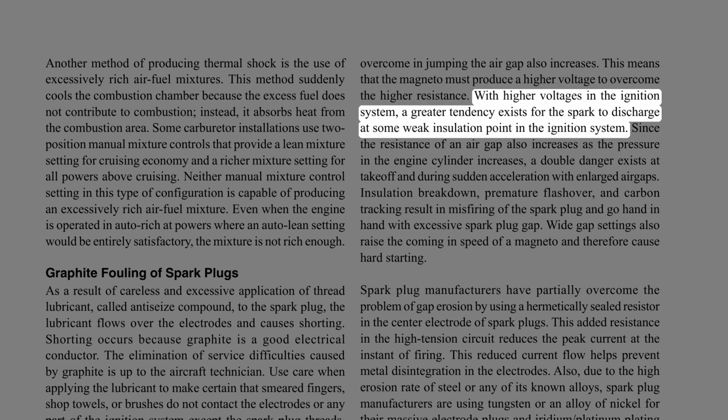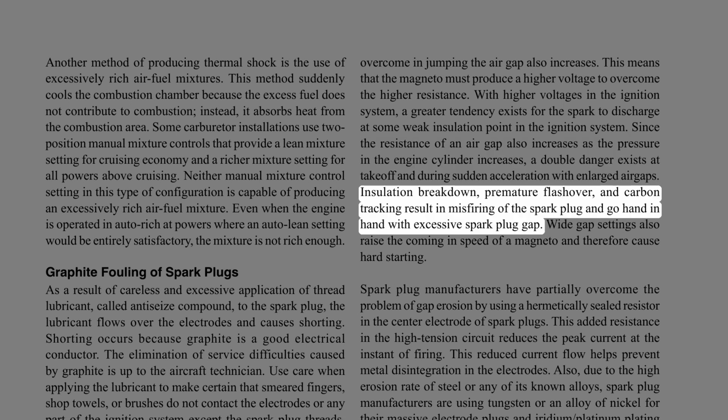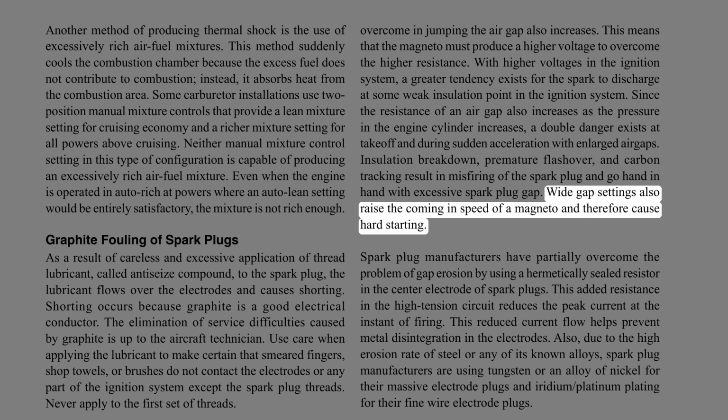With higher voltages in the ignition system, a greater tendency exists for the spark to discharge at some weak insulation point in the ignition system. Since the resistance of an air gap also increases as the pressure in the engine cylinder increases, a double danger exists at takeoff and during sudden acceleration with enlarged air gaps. Insulation breakdown, premature flashover, and carbon tracking result in misfiring of the spark plug and go hand in hand with excessive spark plug gap. Wide gap settings also raise the coming-in speed of a magneto and therefore cause hard starting.